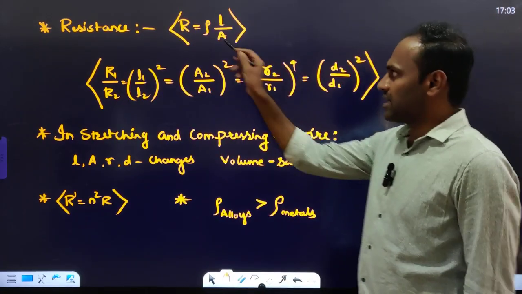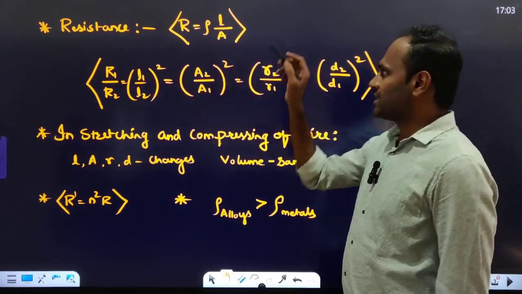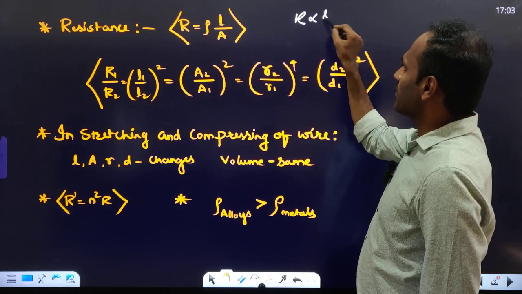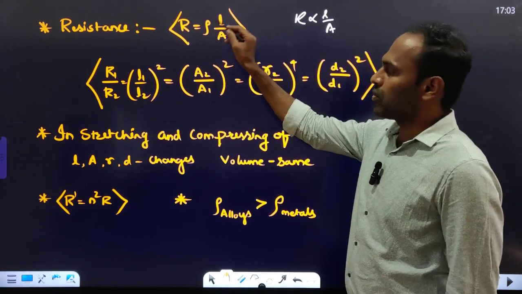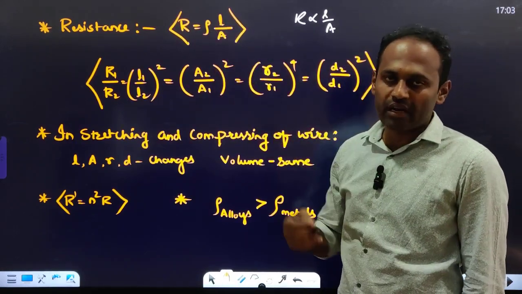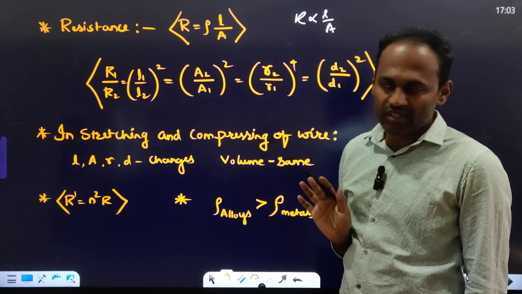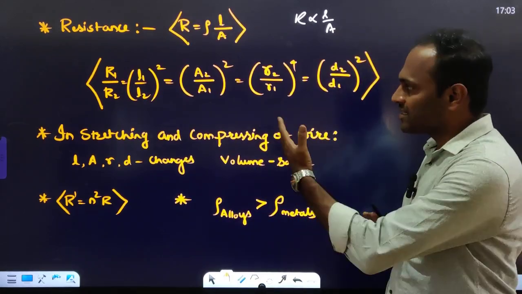Next, resistance. Resistance is equal to rho into L by A. Resistance is directly proportional to length and inversely proportional to cross-sectional area. What is rho? Resistivity, which is dependent on the material of the wire. If you change the material of the wire, resistance will change. Resistivity will change. See, when resistance will change?